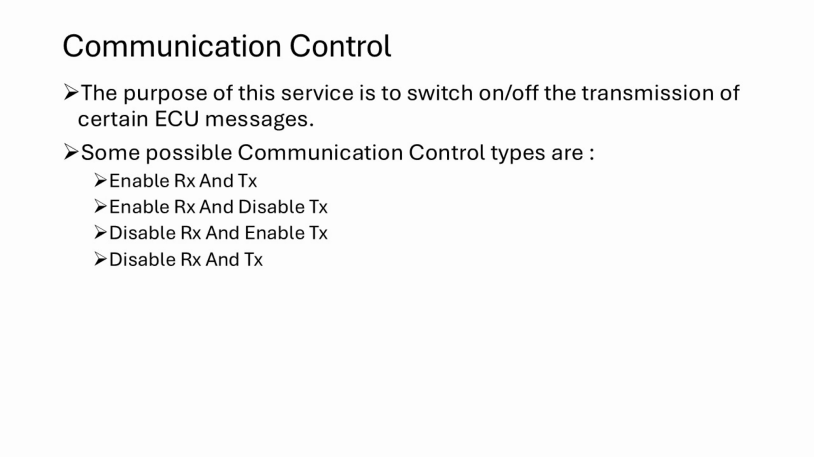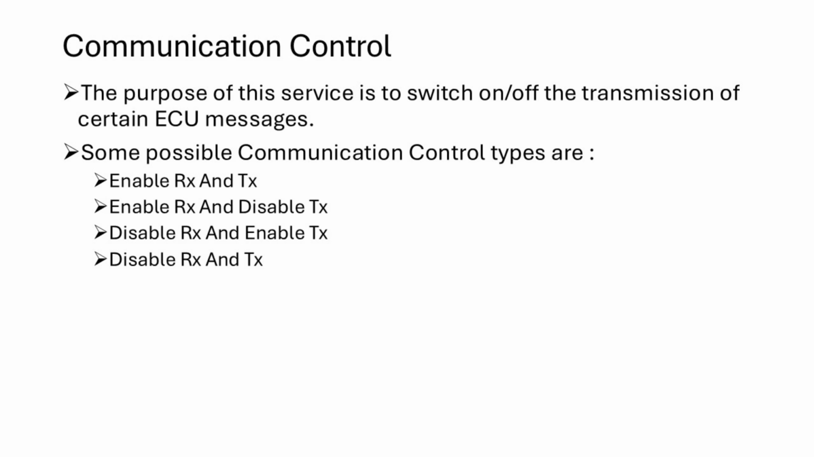So communication control. The purpose of this service is to switch off or on the transmission of certain ECU messages. Some possible communication control types are enable RX and TX, enable RX and disable TX, disable RX and enable TX, disable RX and TX.